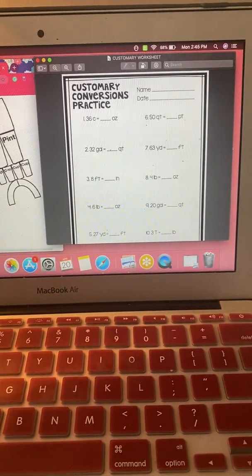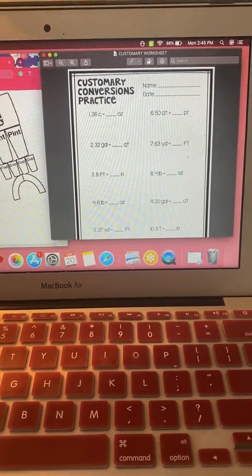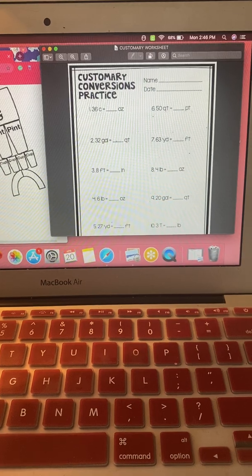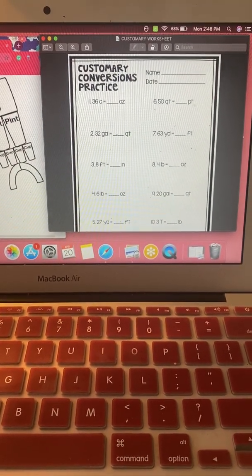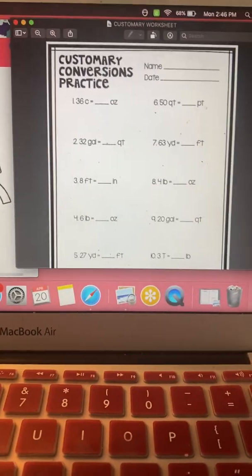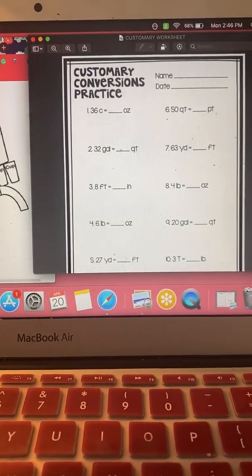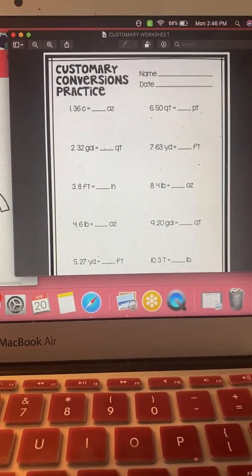Remember to correct the ones you got wrong, and if you have any questions because you still don't understand where you went wrong, just send me a Dojo message or email. So let's go ahead and start by going over this practice. It might take a little bit, so let's get started.